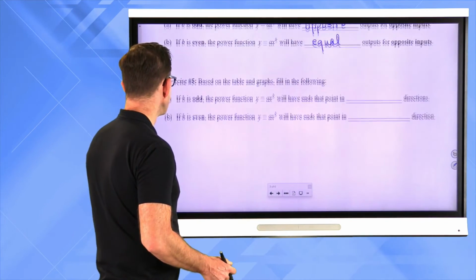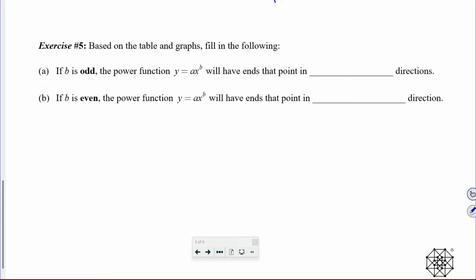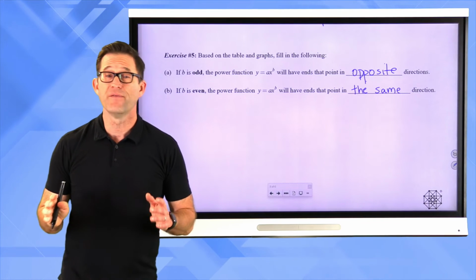So, if b is odd, the power function y equals ax to the b will have ends that point in opposite directions. And if b is even, the power function y equals ax to the b will have ends that point in the same direction. All right, and that's actually very important.